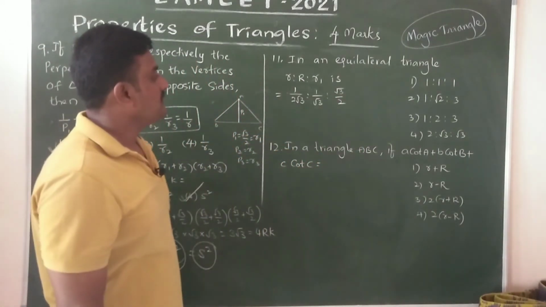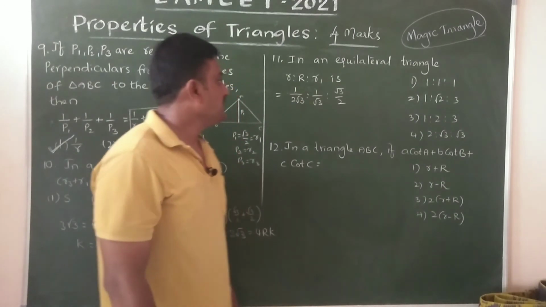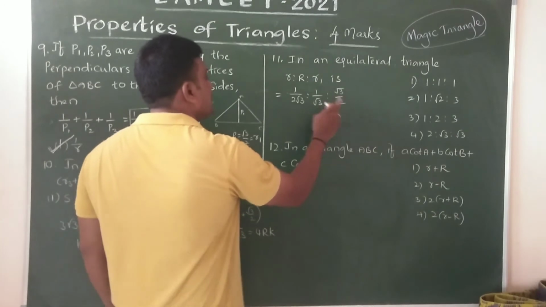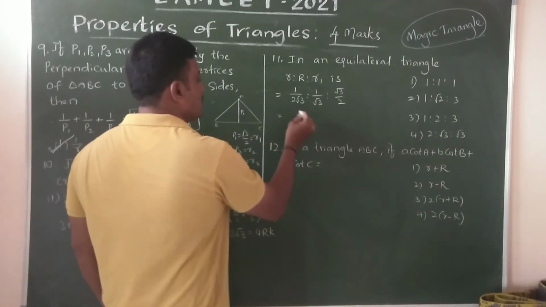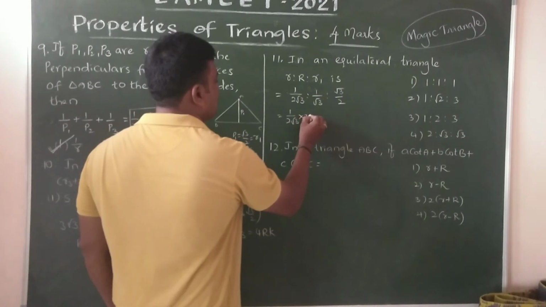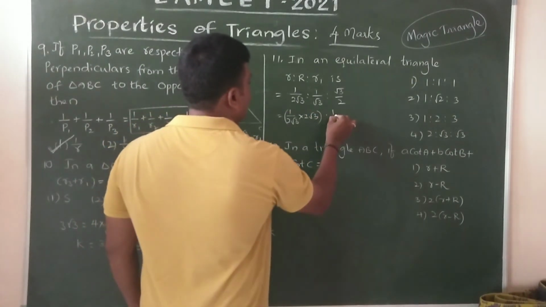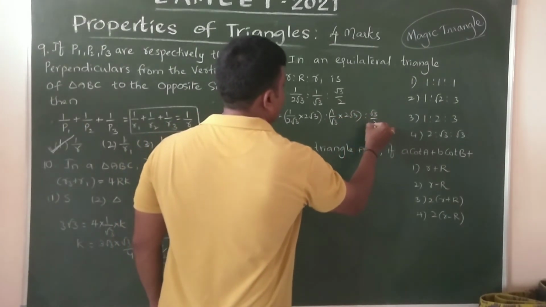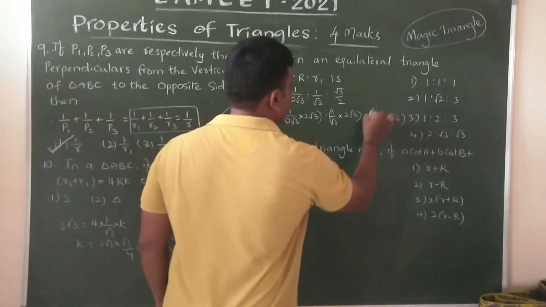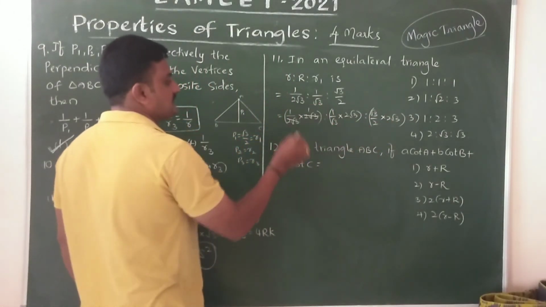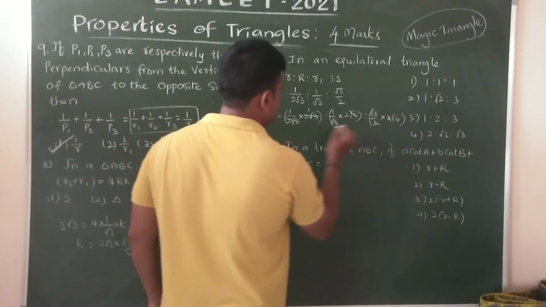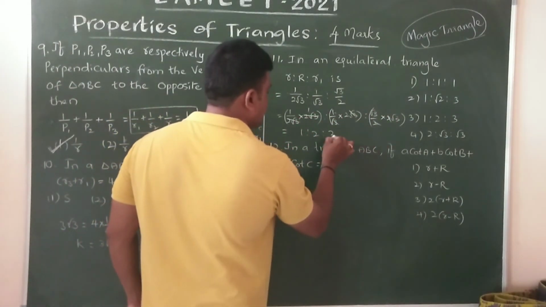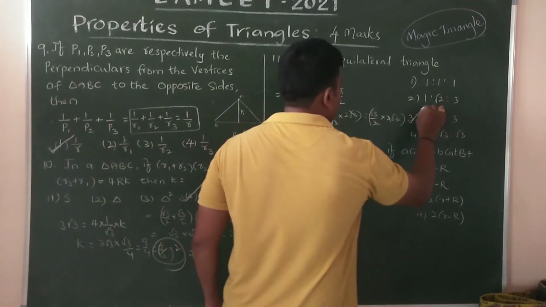These are fractions, so we multiply with the LCM of the denominators. The LCM is 2 root 3. So 1 by 2 root 3 into 2 root 3, 1 by root 3 into 2 root 3, root 3 by 2 into 2 root 3. Now 2 root 3 cancels, root 3 cancels, 2 cancels. Here 1 is 1 into 1, then 2, and root 3 into root 3 is 3. Our option is the third one.